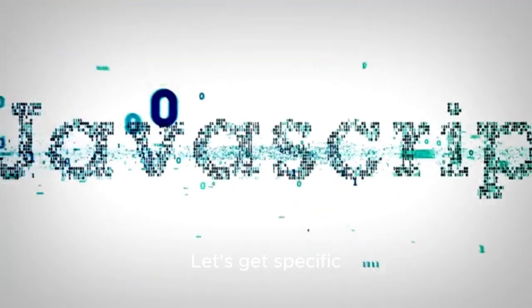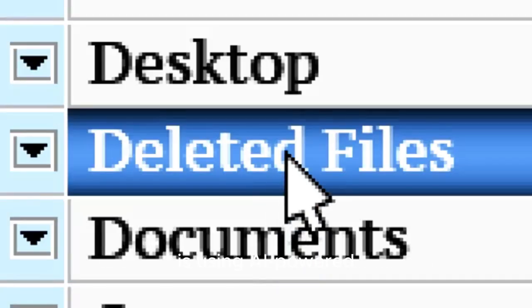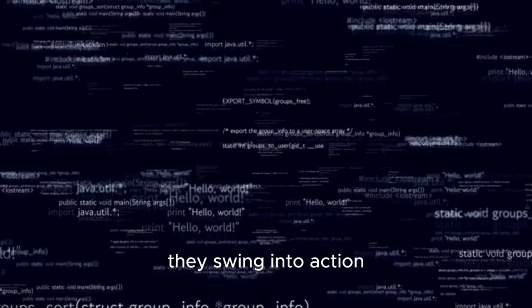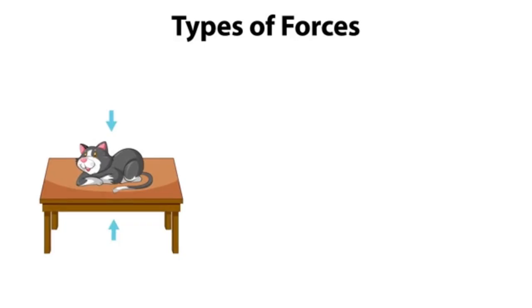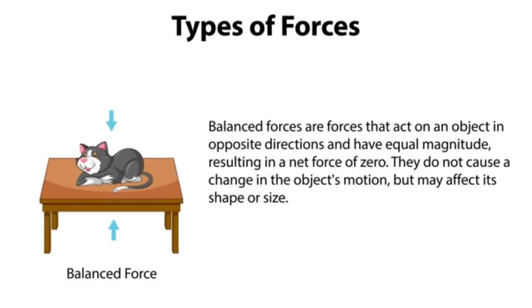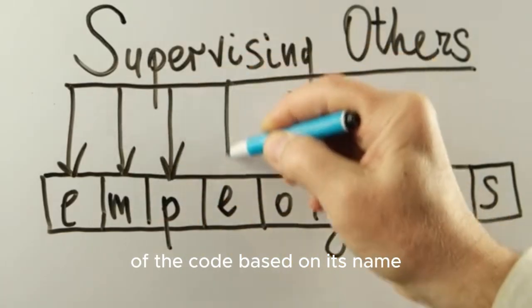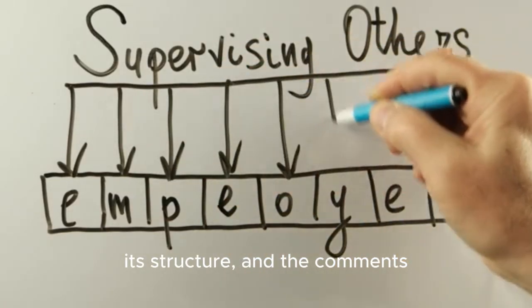Let's get specific. One of the most powerful techniques is using AI-powered documentation generators. These tools integrate directly with your code repository. When you push new code, they swing into action. They use advanced language models to analyze your functions, classes, and APIs. They don't just list parameters. They infer the purpose of the code based on its name, its structure, and the comments you've already written.